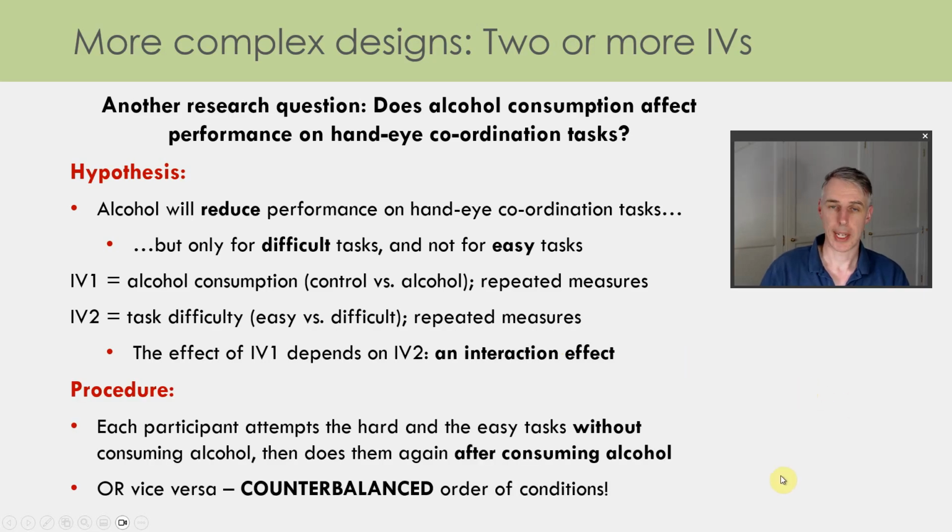So procedurally, because it's a repeated measures design, we just have to be careful to make sure that, for example, completing the control condition first doesn't have different effects compared to completing the alcohol condition first. So each participant maybe attempts the hard and the easy tasks without consuming alcohol and then does them again after consuming alcohol, or vice versa. They start with the alcohol consumption tasks, then sober up, and then do the control tasks. Okay, so it's counterbalanced.